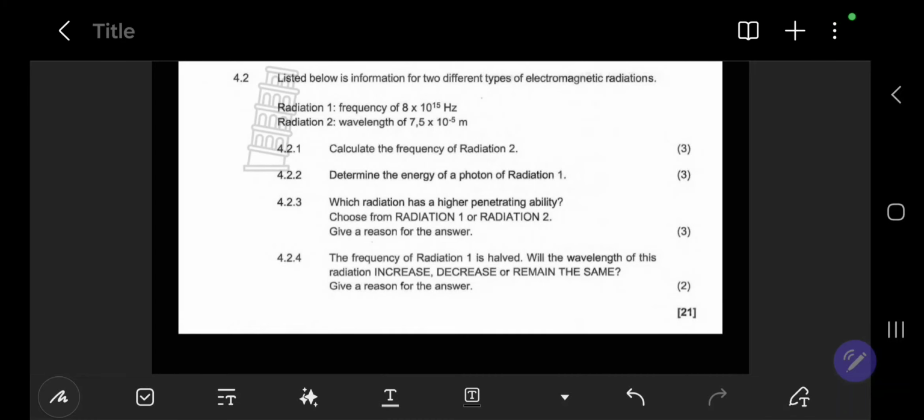Here is 4.2, which is now testing you on electromagnetic radiation. It says listed below is information for two different types of electromagnetic radiations. So we've got radiation 1, where they've given us a frequency of 8 times 10 to the power 15 hertz, and radiation 2, where we are given a wavelength of 7.5 times 10 to the minus 5 meters. Now they want you to calculate the frequency of radiation 2, seeing that we have only wavelength.